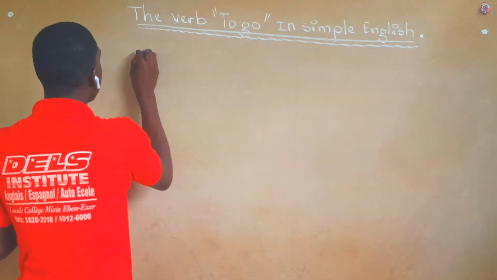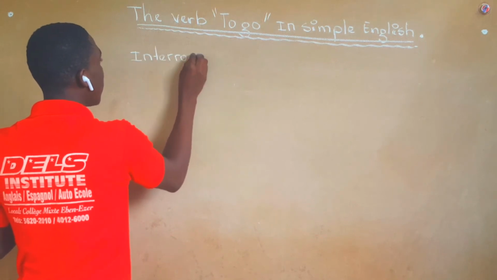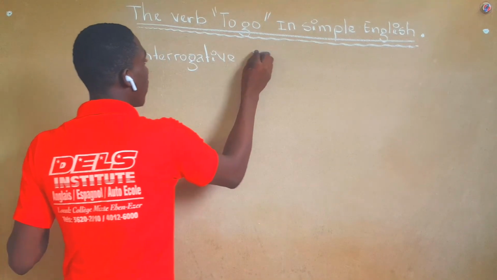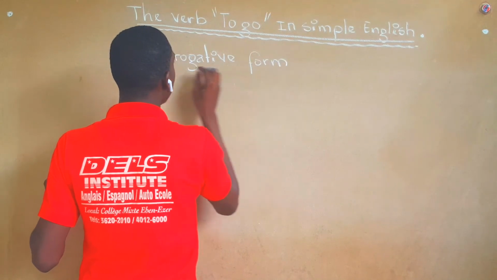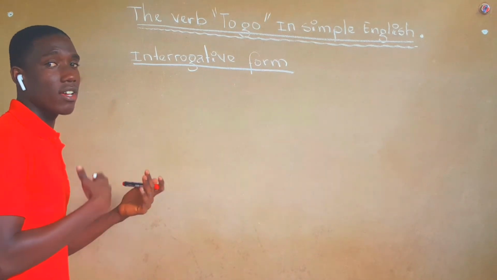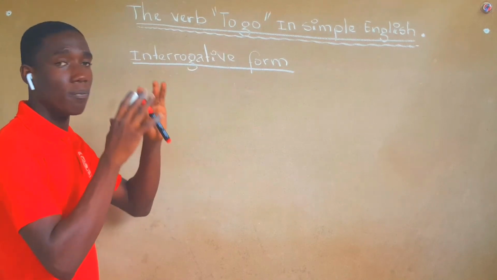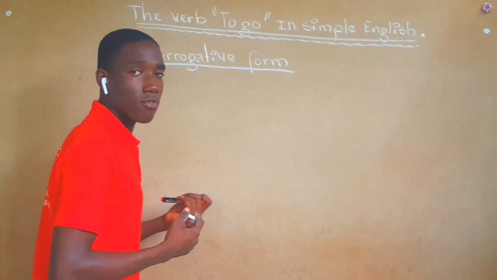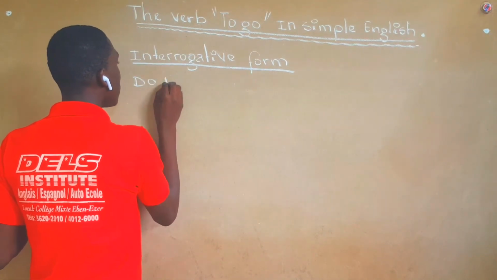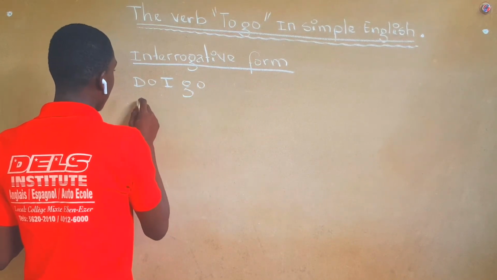Okay? Now for the interrogative form. Interrogative form of the verb to go. Interrogative form. Vous connaissez, c'est forme interrogative, c'est comment vous poser question avec verb to go in simple present. Okay. For interrogative form is do I. Do I go? Point d'interrogation.